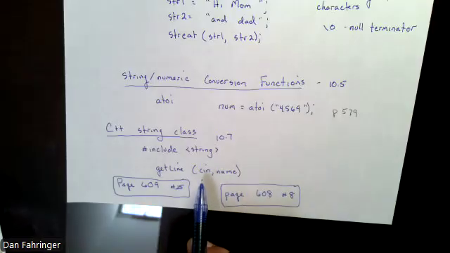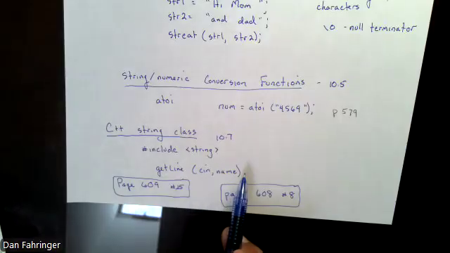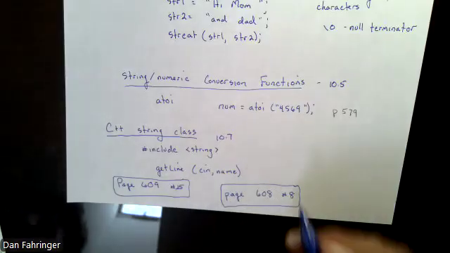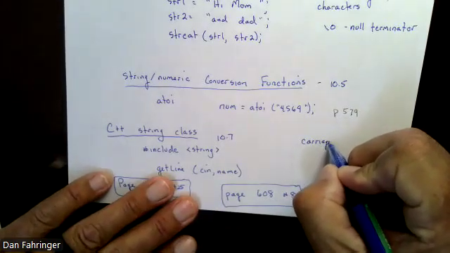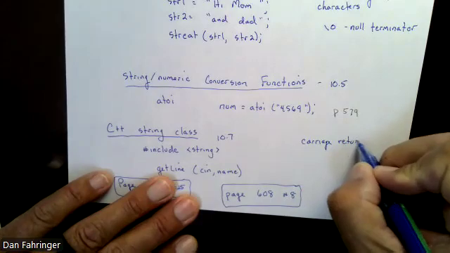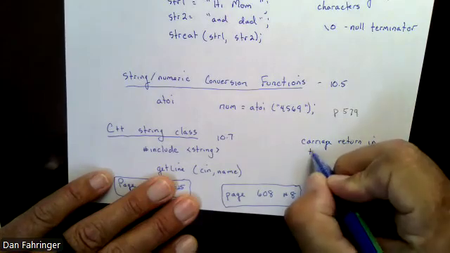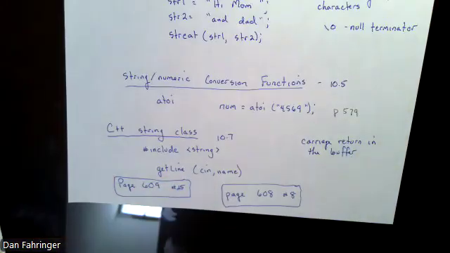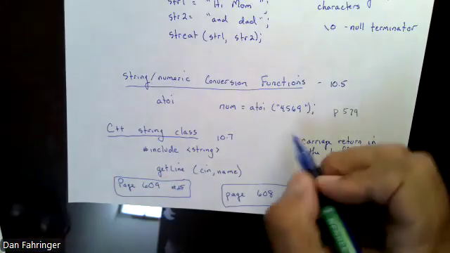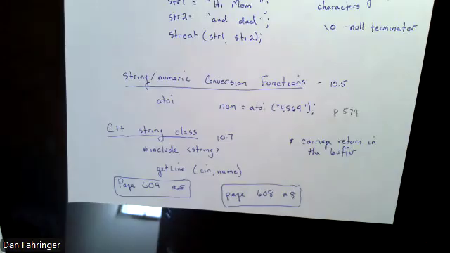What if I only did get? Again, we go back to that. Don't forget, sometimes there is a carriage return in the buffer, and that can cause some problems. Okay, so we just have to be cautious of that.